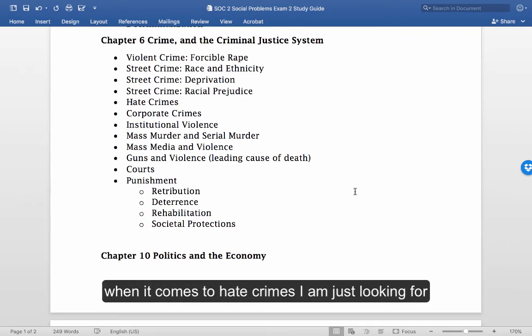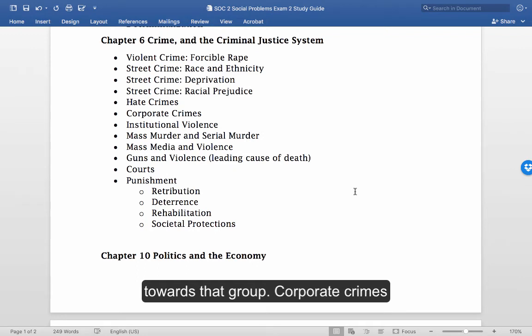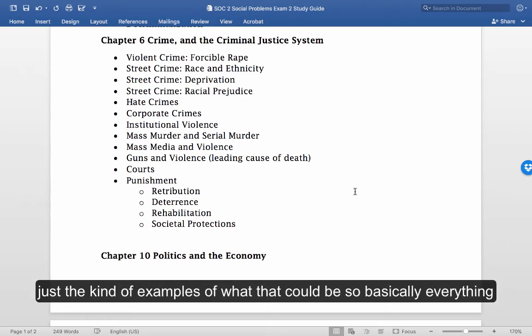Anywho, when it comes to hate crimes, I'm just looking for the definition for that one, right? Just a crime against a person, property, or society motivated by the bias that that person has towards that group. Corporate crimes, just the kind of examples of what that could be, right? So basically everything from that slide.